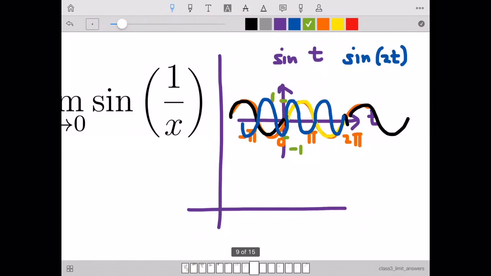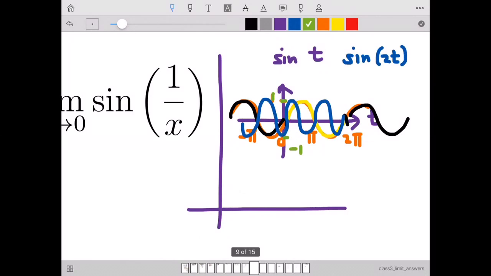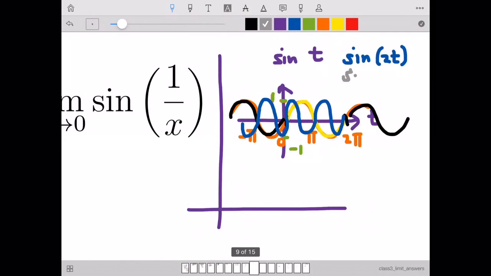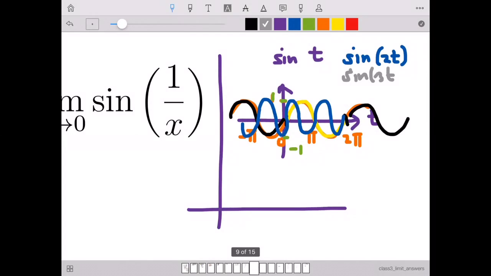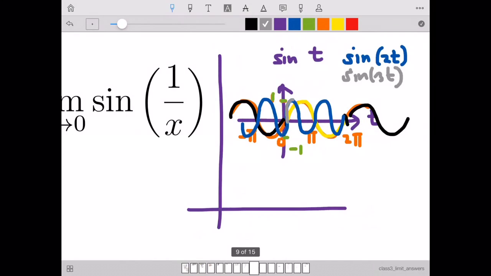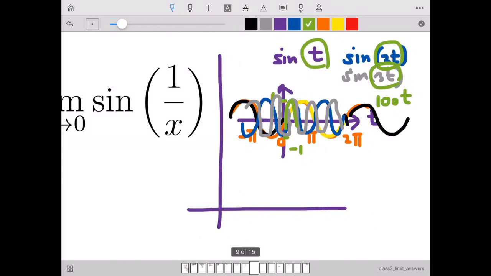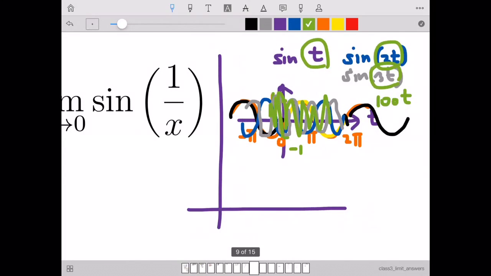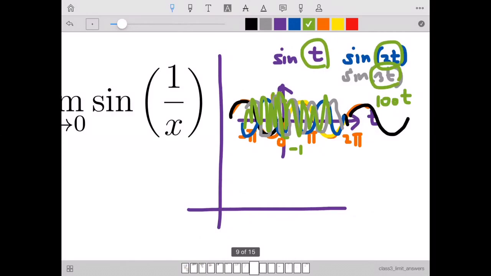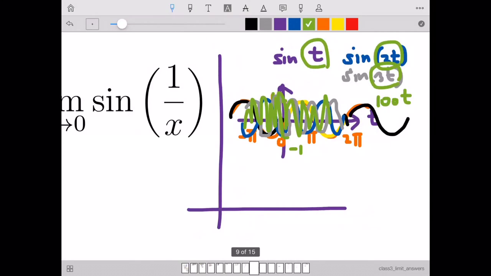So on and so forth. If it is sine of 3t, then I get a faster frequency. It goes like this. Suppose it is increasing to, for example, 100t. Then it will be like this. Very rapid oscillations.